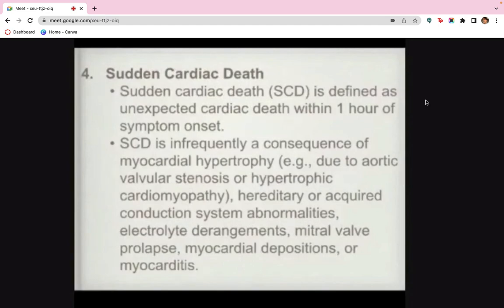Next, you have sudden cardiac death, which is defined as unexpected cardiac death within 1 hour of symptom onset. From the word sudden, meaning immediate, pwede siyang mamatay within 1 hour na kung saan naramdaman niya yung symptoms. SCD is infrequently a consequence of myocardial hypertrophy. Causes include hereditary or acquired conduction system abnormalities, electrolyte derangements, mitral valve prolapse, myocardial deposition, or myocarditis.